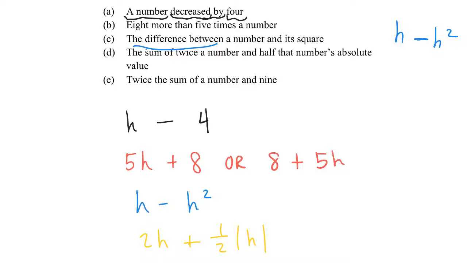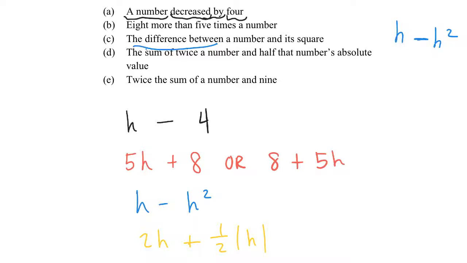So again, I'm gonna read it and point so you can watch. Again, the sum of twice a number and half that number's absolute value. So later, if you're not sure about this, understand that we're doing this one piece at a time. The sum of twice the number and half its absolute value. Questions on D?